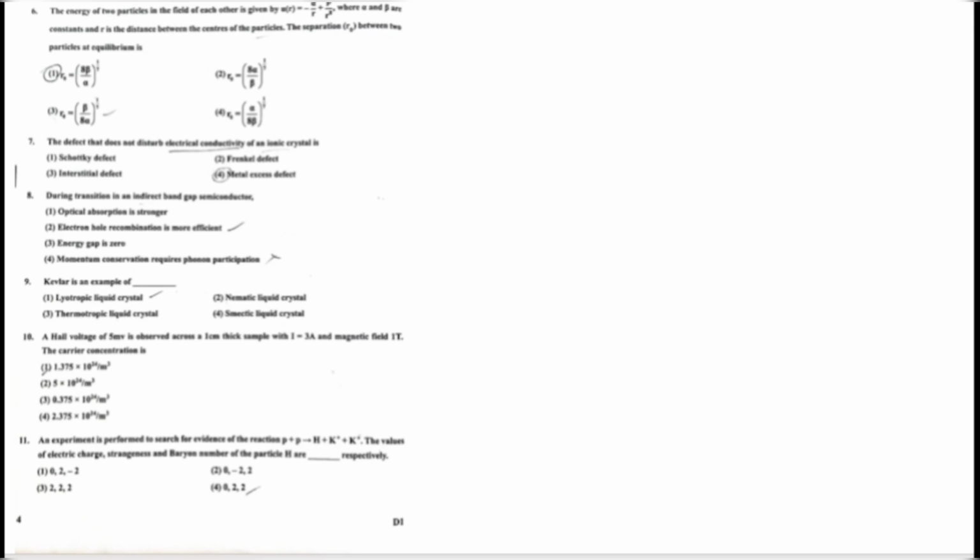Yes. What does the sixth question say here? The energy of two particles in the field of each other is given by U(r) = minus alpha divided by r plus beta divided by r to the power of 8, where alpha and beta are constants and r is the distance between the centers of the particles. Find the separation r naught between the particles at equilibrium.